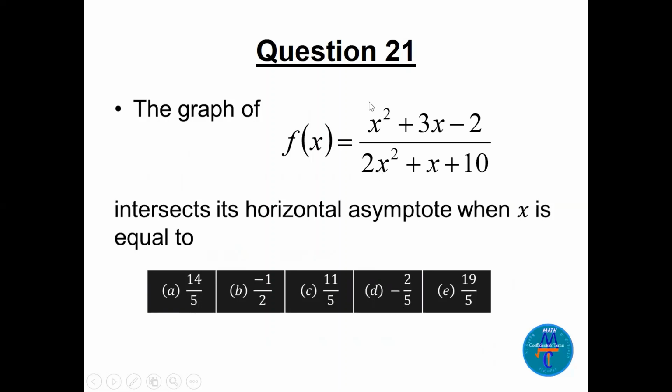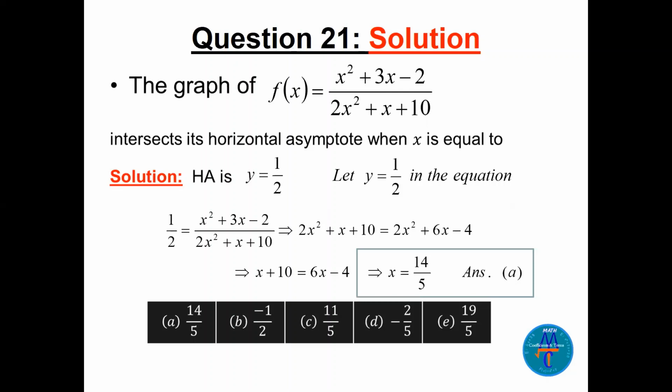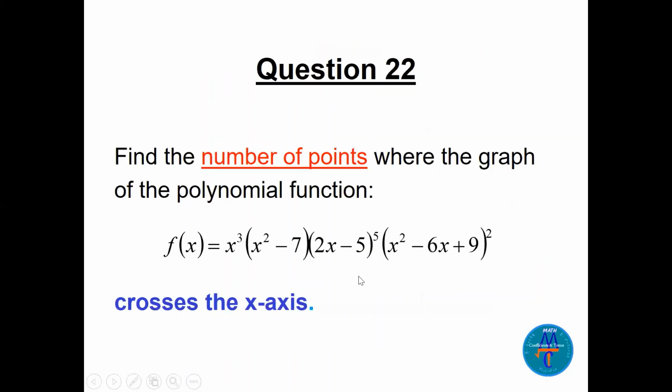We find the horizontal asymptote, which is half here, because it's the leading coefficient over the leading coefficient. And then we make the horizontal asymptote equal the function itself. So we take this function equals the horizontal, and then we try to look for x. Cross multiply here. And then when you cancel 2x squared, you get x equals 14 over 5. Yes, so the answer is A. So this graph intersects the horizontal at x equals 14 over 5.